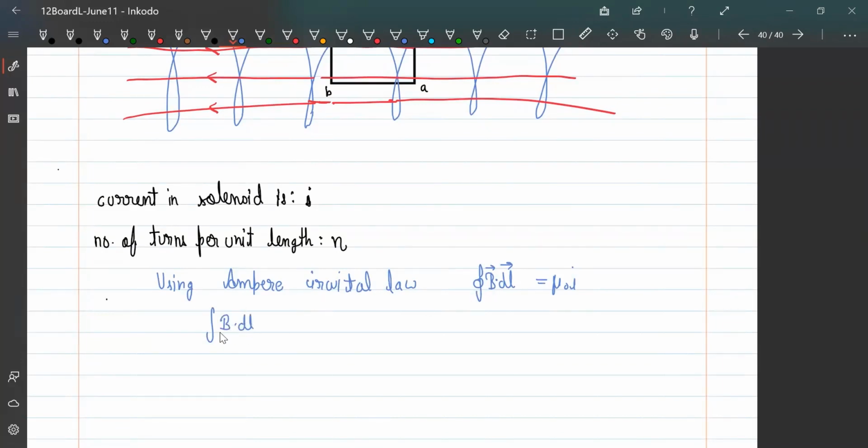So B dot dl from A to B, from B to C, from C to D, then from D to A. Equals mu naught I.